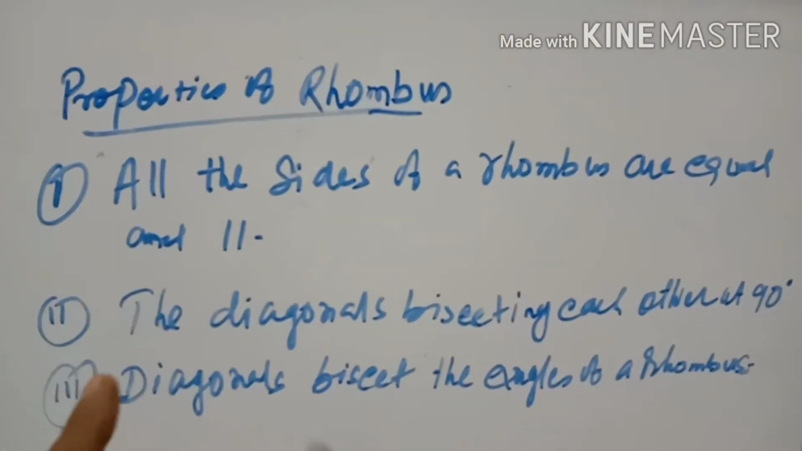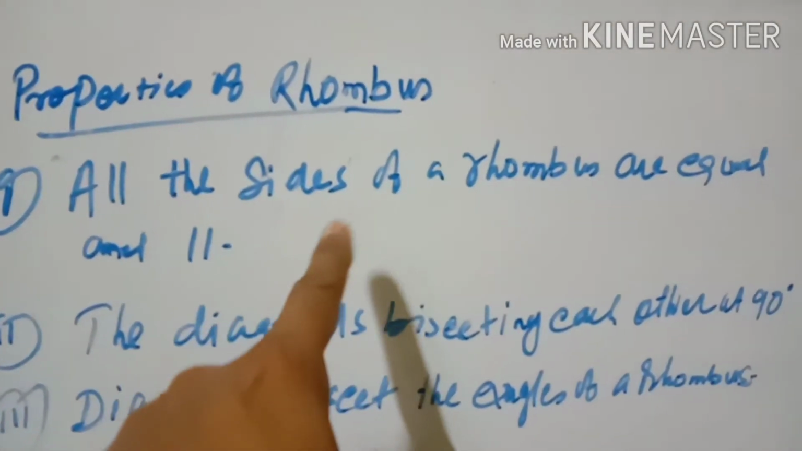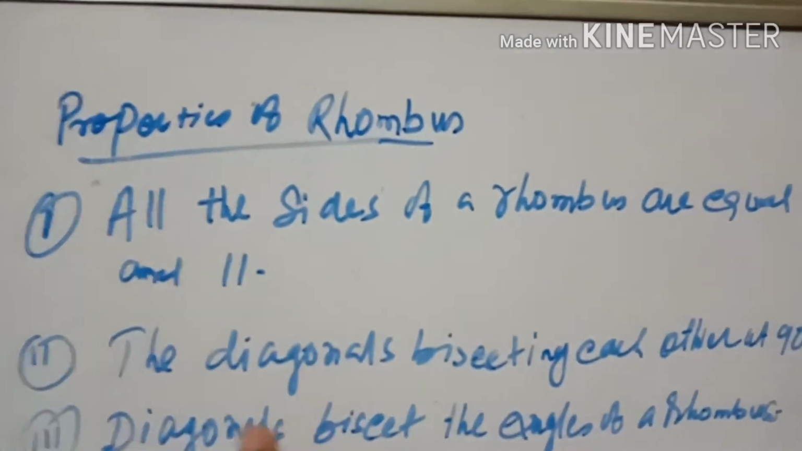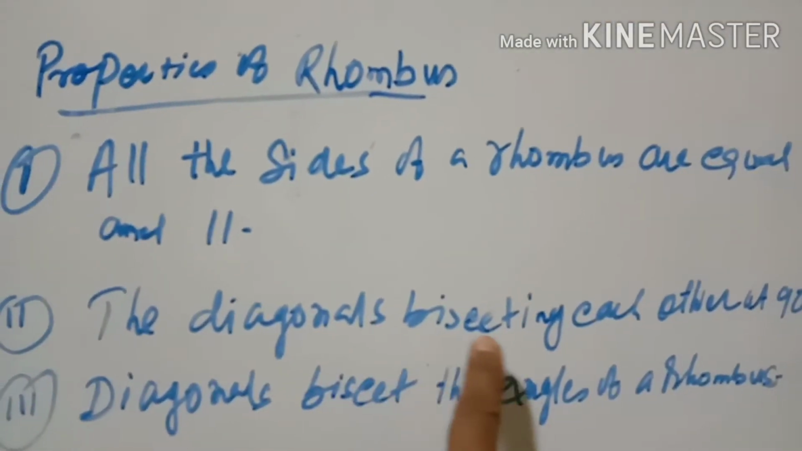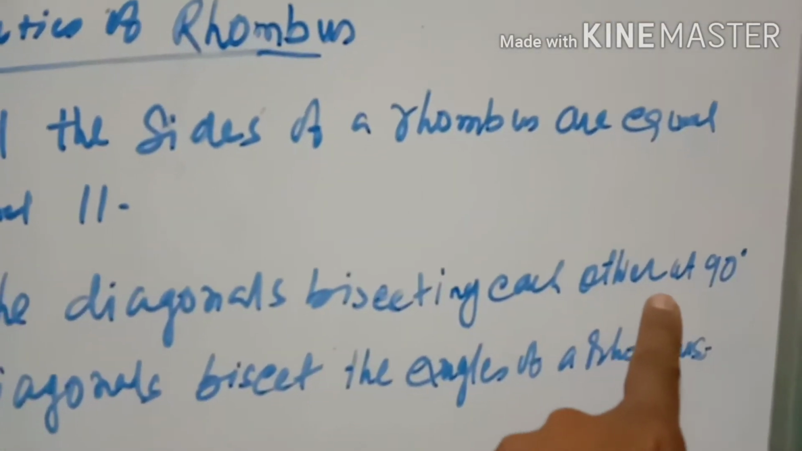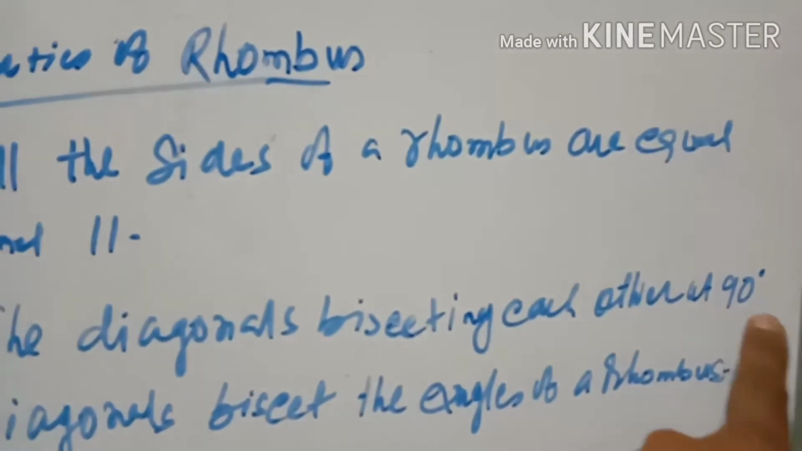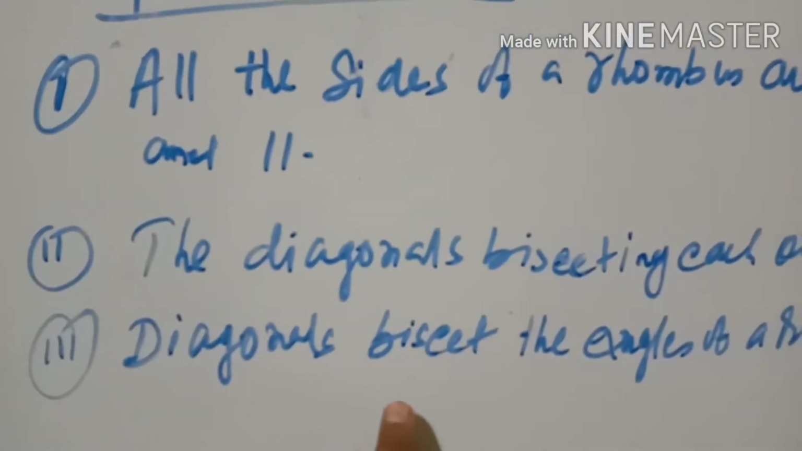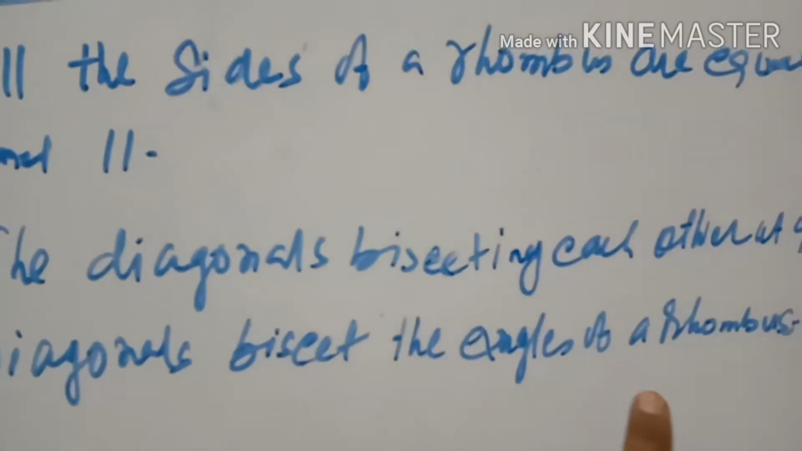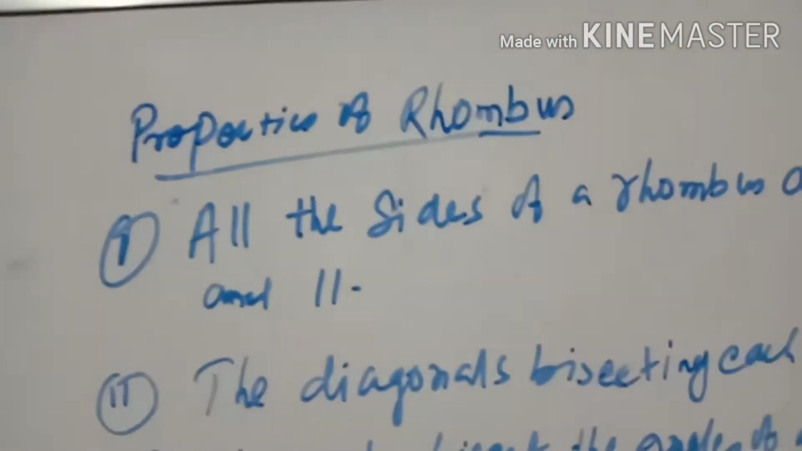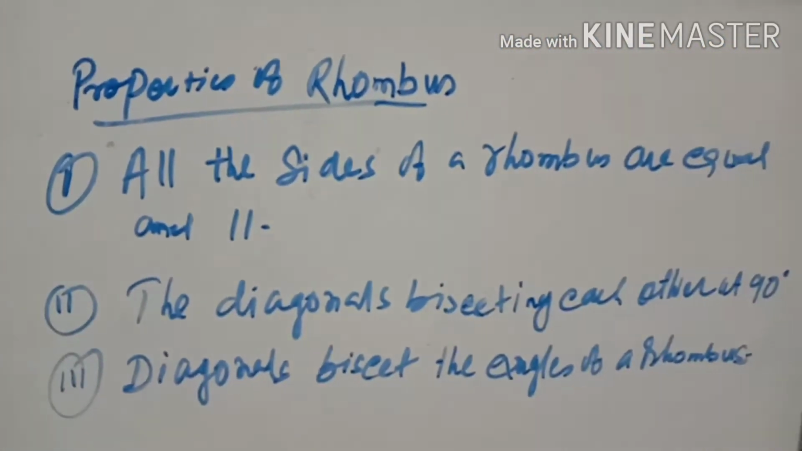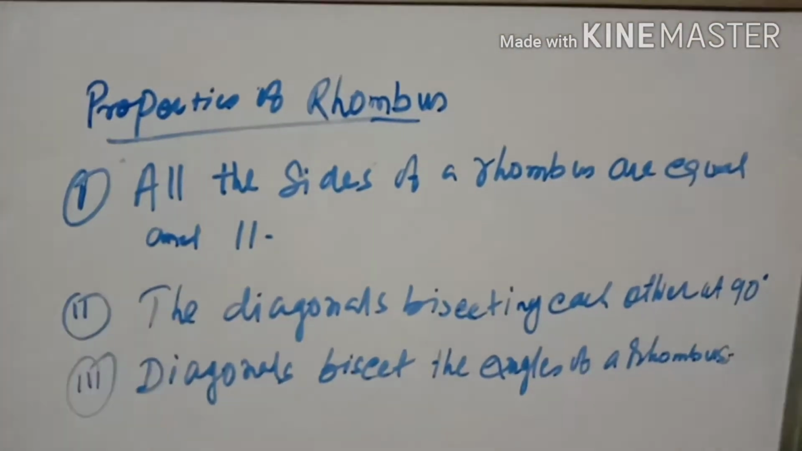Now properties of rhombus. All the sides of a rhombus are equal and parallel. The diagonals bisect each other at 90 degrees. Diagonals bisect the angles of a rhombus. These are the following properties. Now after that we will move to a few sums from your chapter.